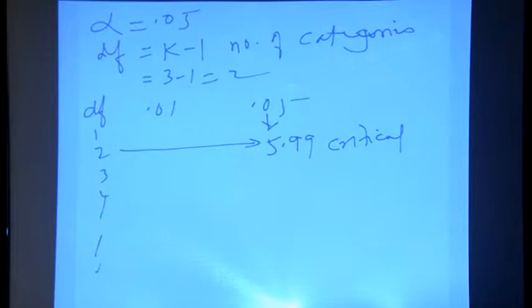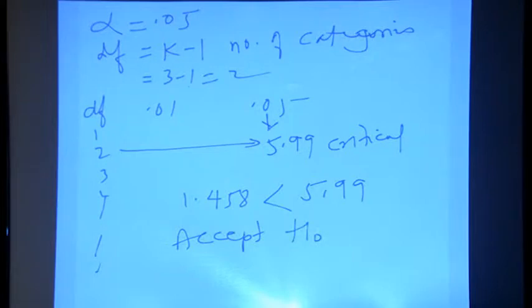And now we want to know whether what we calculated is the same as this or different. So, our calculated value is 1.458, and our table value is 5.99, and this is less. 1.458 is less than 5.99, and therefore we accept the null hypothesis. And what was our null hypothesis? That there is no difference, all of them are equal.